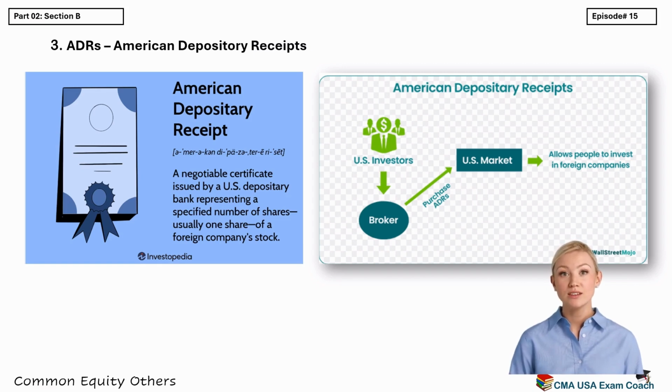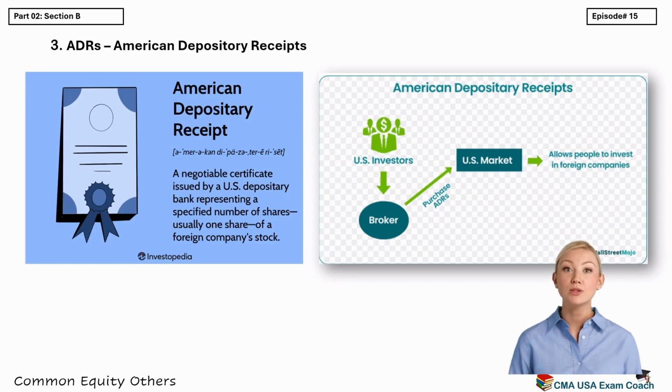Here's how it works. Imagine there's a company based in India, Japan, or Germany, and that company wants to attract investors from the United States. What they can do is issue American Depository Receipts. These ADRs represent shares in the foreign company, but instead of being traded in their home country, they are traded on American stock exchanges like the New York Stock Exchange or NASDAQ.